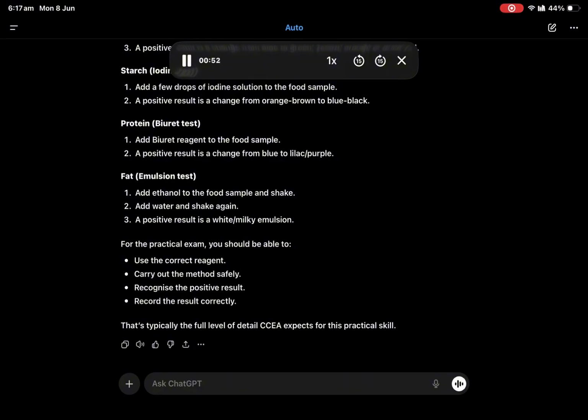For the practical exam, you should be able to use the correct reagent, carry out the method safely, recognize the positive result, record the result correctly. That's typically the full level of detail CCEA expects for this practical skill.